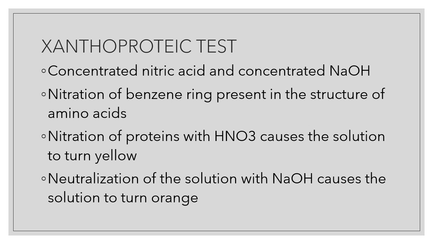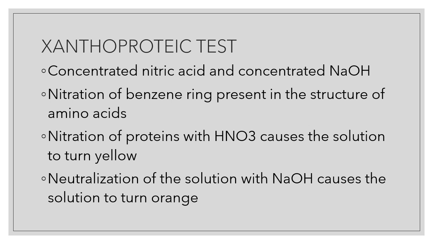Accordingly, the nitration of the benzene ring present in the structure of your amino acids is responsible for this. Nitration of your proteins with nitric acid will cause the solution to turn yellow, and neutralization with sodium hydroxide will cause it to turn orange. This color change is due to the nitration of the benzene ring present in the structure of your amino acids. What are the amino acids that contain a benzene ring? You have tyrosine, tryptophan, and phenylalanine.